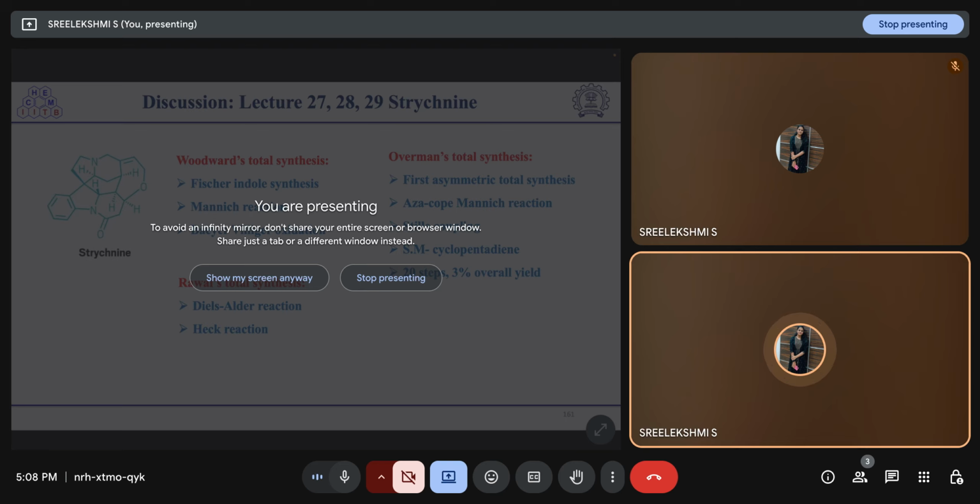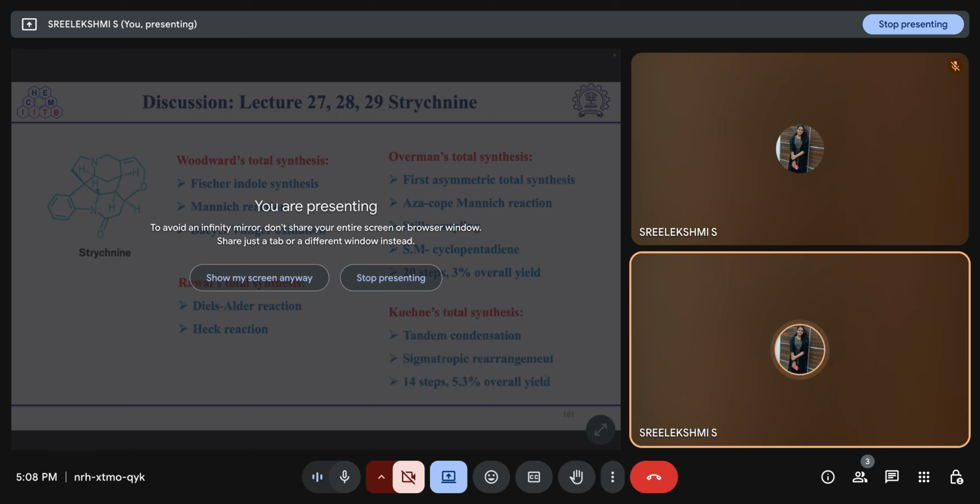And in the Overman synthesis, which was the first asymmetric total synthesis of minus strychnine, the key reaction involved aza-Cope-Mannich reaction to assemble the pentacyclic strychnine core, where they completed the total synthesis in 20 steps with 3% overall yield. They used the Wieland-Gumlich aldehyde as the intermediate, and they have also used Stille coupling as one of the reactions. And the starting material used by Overman's group was cyclopentadiene.